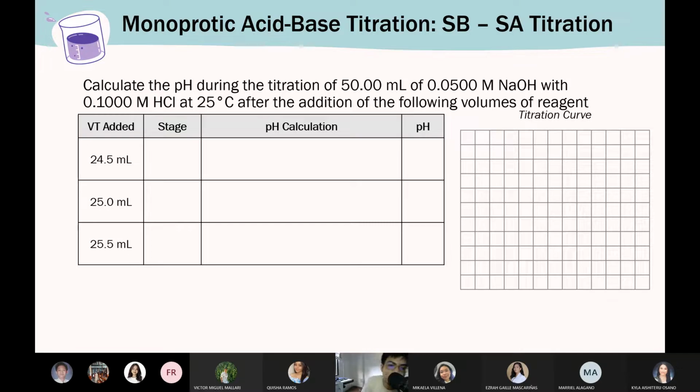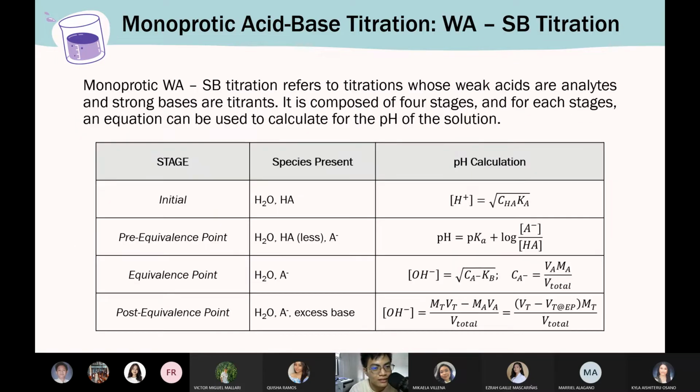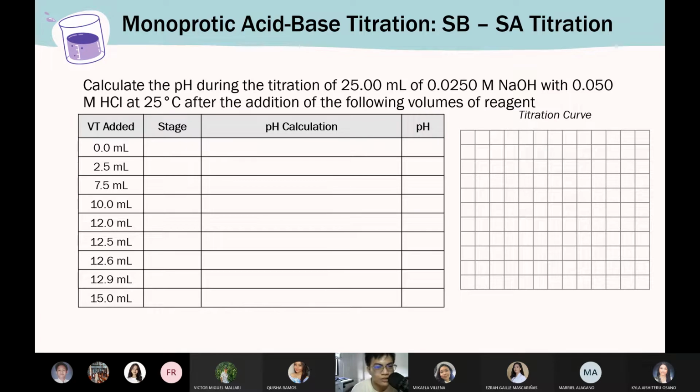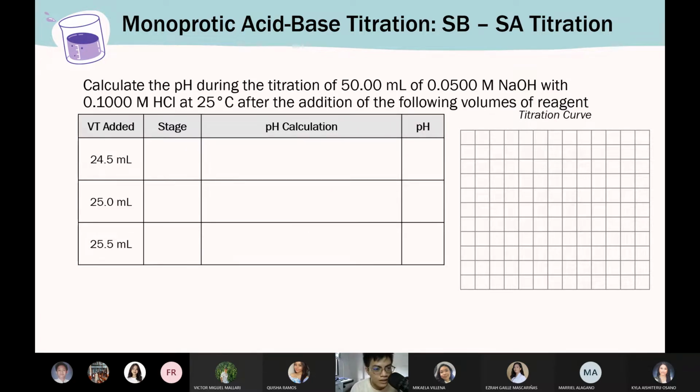So let me show you that with this problem. Okay, very quickly lang. Tapos ito, meron pa kayong pwedeng sagutan. Mga worksheet na lang yan. Mabilisan na lang kasi same lang din to ng kanina. Calculate the pH during the titration of 50 mL of 0.05 molar NaOH with 0.1 molar HCl. Yan talaga tawag namin sa kanya, NaOH. So again, kung ano yung unang sinabi, yun yung analyte. That is the details of your analyte, and this is your titrant. And ito yung mga volume ng titrant added.